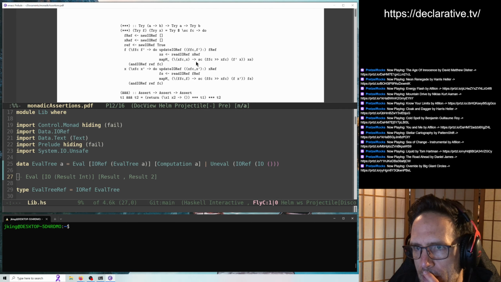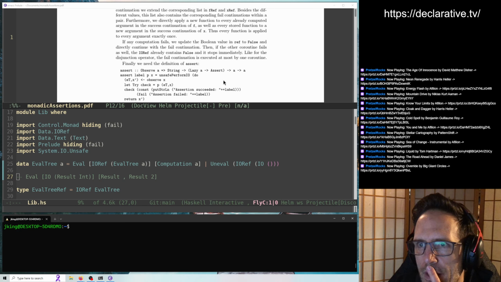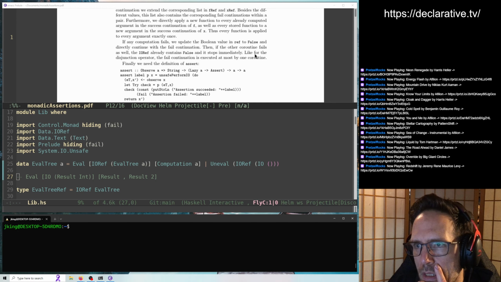I think that means this expression here, down below, x, f's, and the fail continuation. Okay, so if any computation fails, we update the Boolean value in ref to false and directly continue with the fail continuation. Then if the other coroutine fails as well, the IORef already contains false and it stops immediately. Like for the disjunction operator, the fail continuation is executed at most by one coroutine.